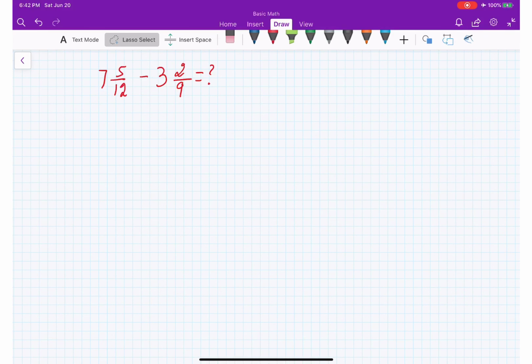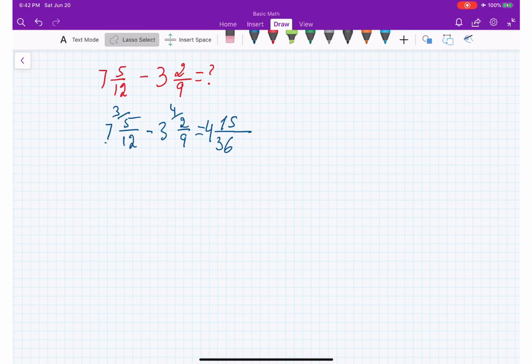Well, I came back to solve this problem because I put it in there and I forgot to solve it. My apologies. So I'm going to solve it real quick. So 7 and 5/12 minus 3 and 2/9. So 12 and 9, what is going to be the common denominator? It's going to be 36. So 7 minus 3 is 4. So 36 divided by 12 is 3. 36 divided by 9 is 4. And we are getting 3 times 5, 15.